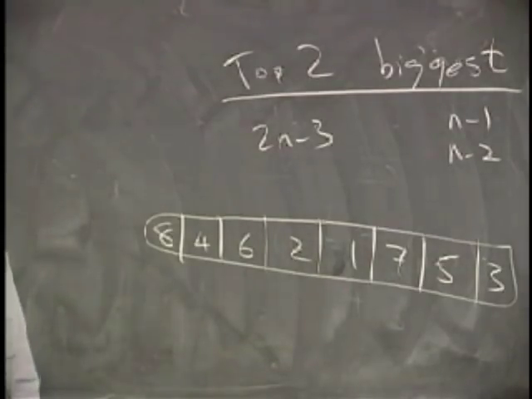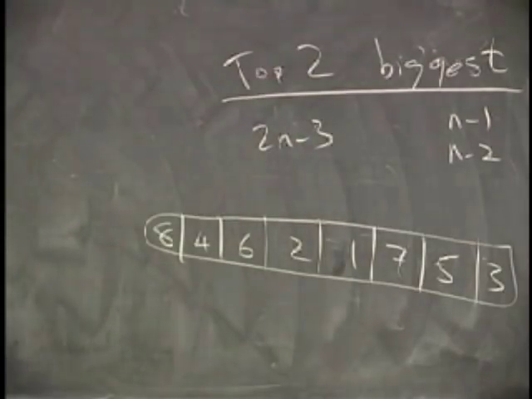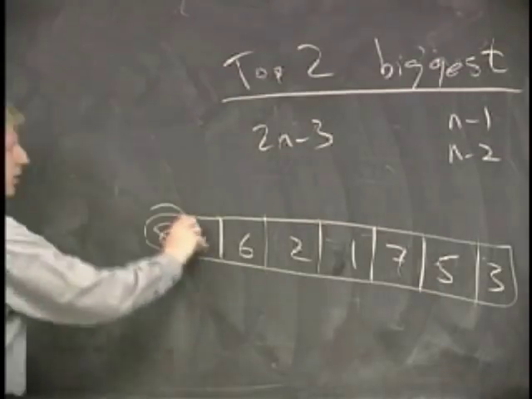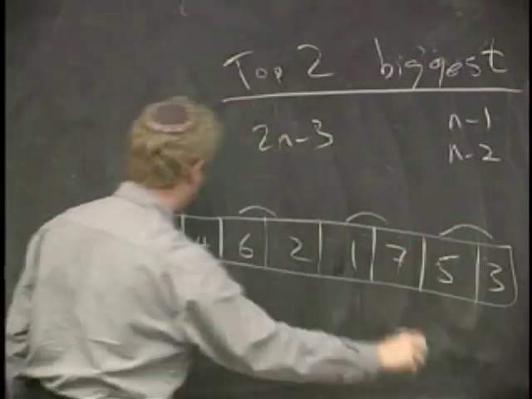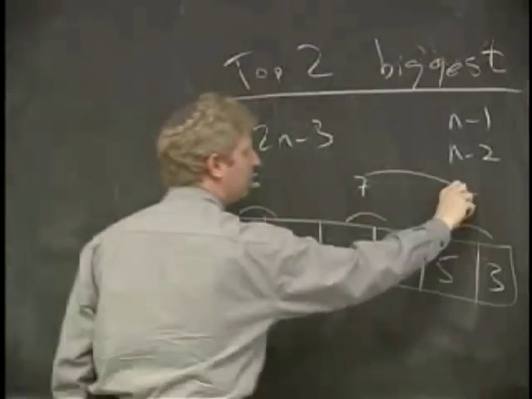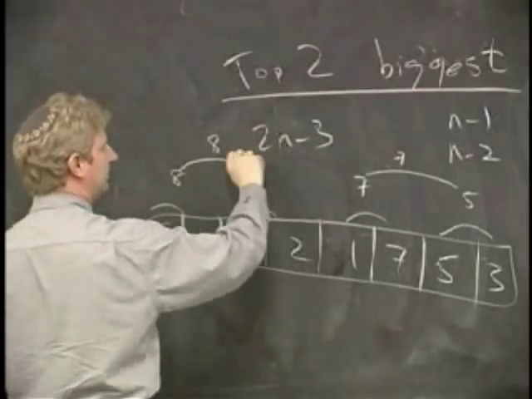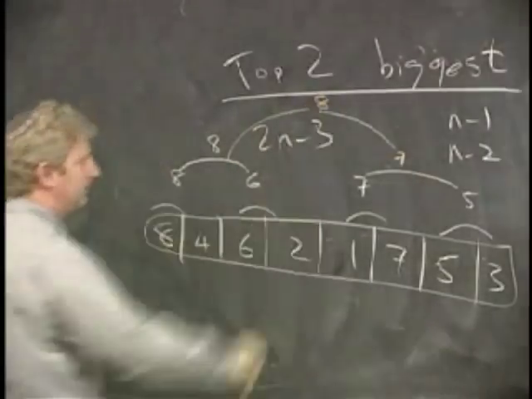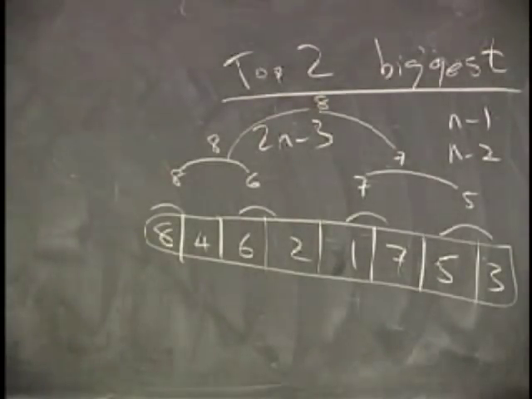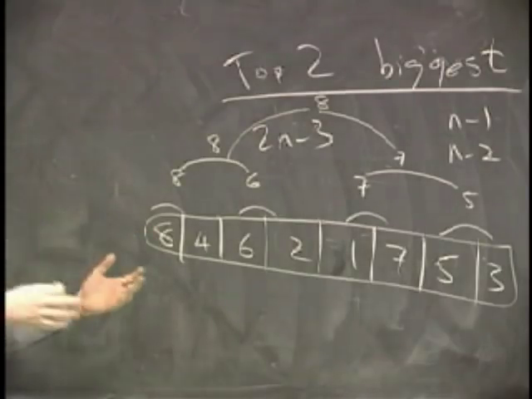One way to do the top two biggest in a completely different way than 2n minus 3, and this only works with top two biggest, it doesn't work so much for max min, is to imagine that you're having a tournament. So that these two play, and these two play, and these two play, and these two play. And you get winners. You get 8, 6, 7, and 5. And then these two play, and these two play, and that's 8 and 7. And then these two play, and that's 8. Okay? Everybody see the tree? You can do this recursively and kind of make this tree happen behind the scenes. You can do it iteratively and make the tree happen.